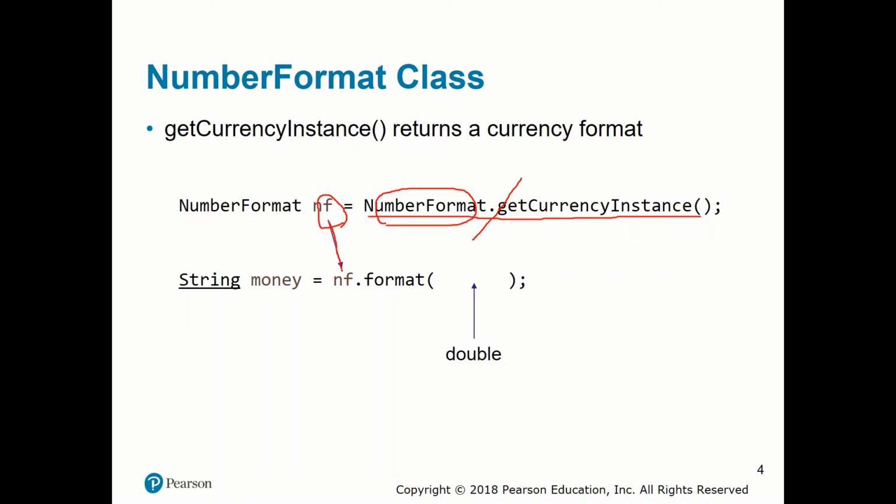And nf has a method named format. So nf.format, and inside the parentheses you need to input a double value. This value should be some amount of money. Then the format method returns the money with a $ sign in a string format. This is kind of a formula, so you must memorize this step and then use it. Let me show you an example for your understanding.